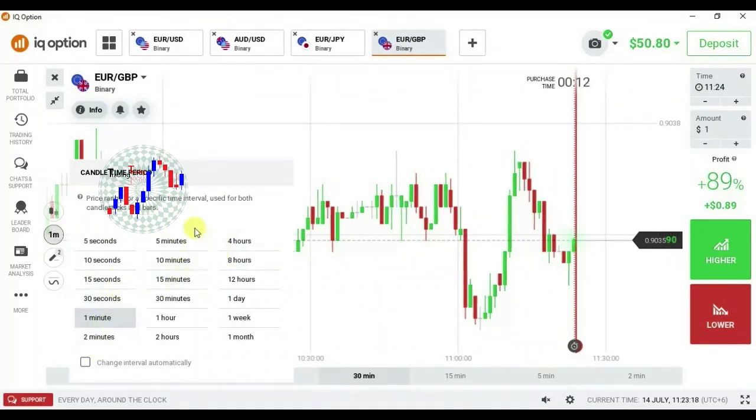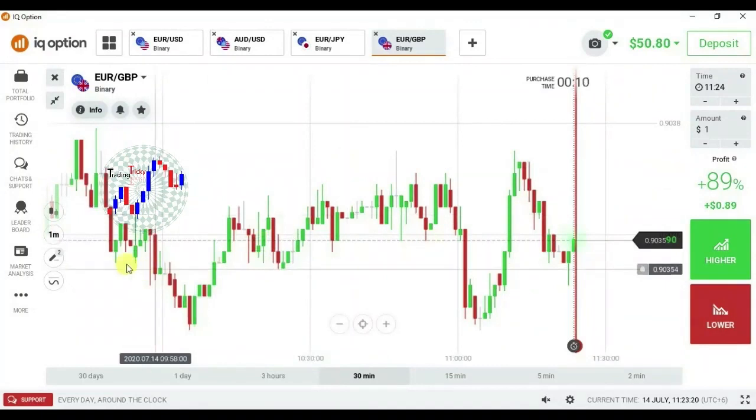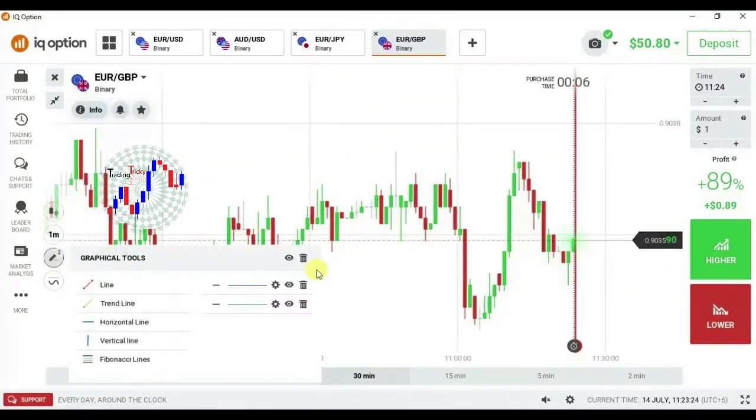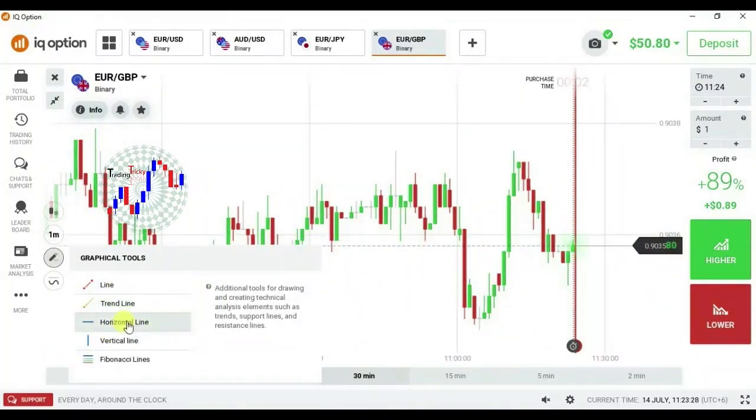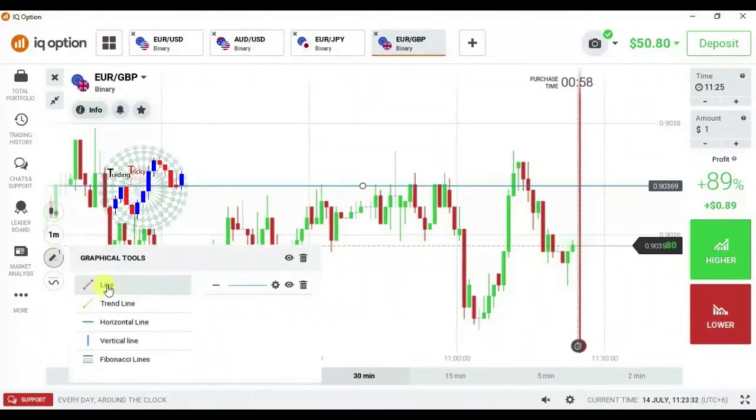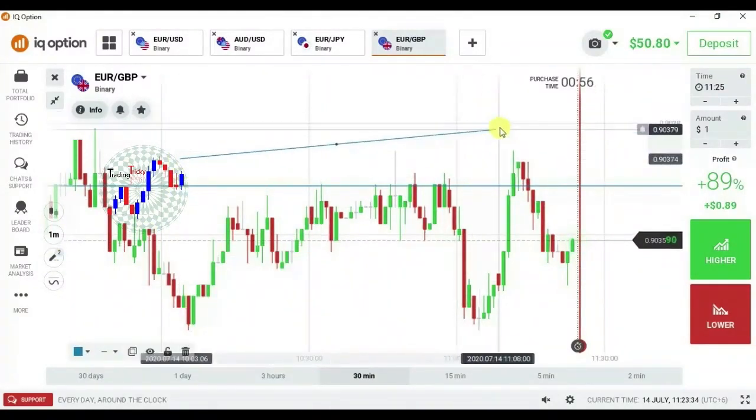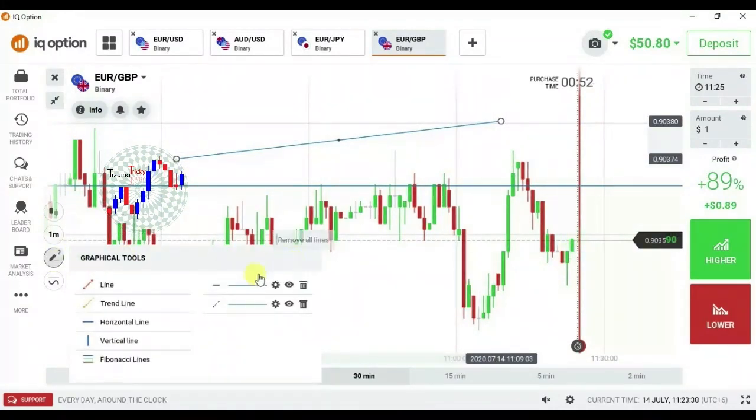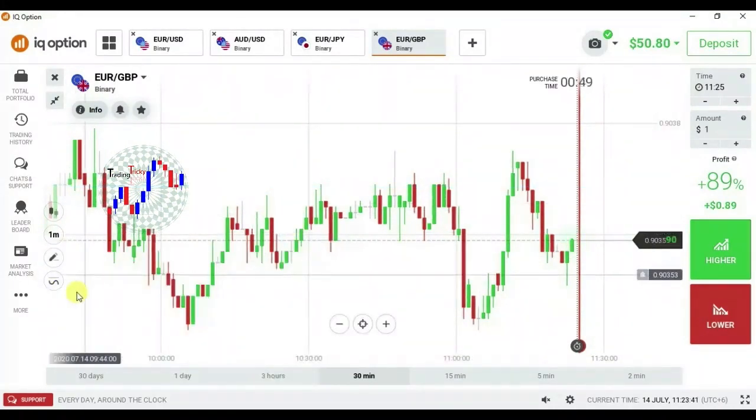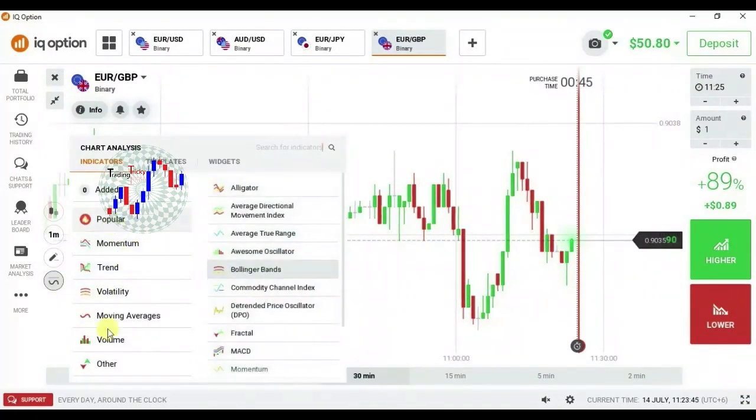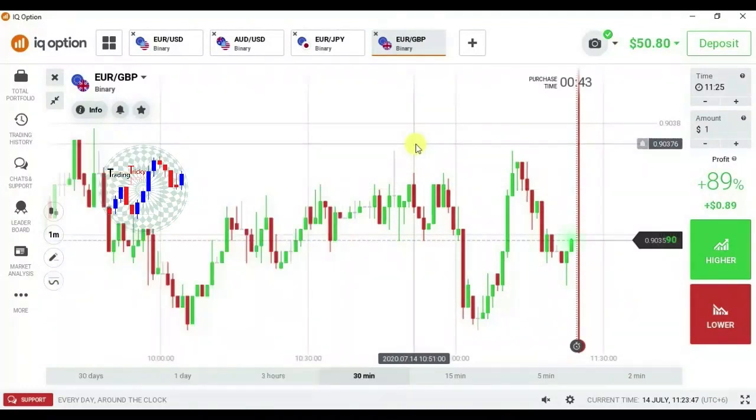From here you can change the time duration of the candle, and from here you can draw some lines, like this is the horizontal line. If you want to draw trend lines, something like this, you can find it from here. And if you want to add some indicator, you can add it from this tab.